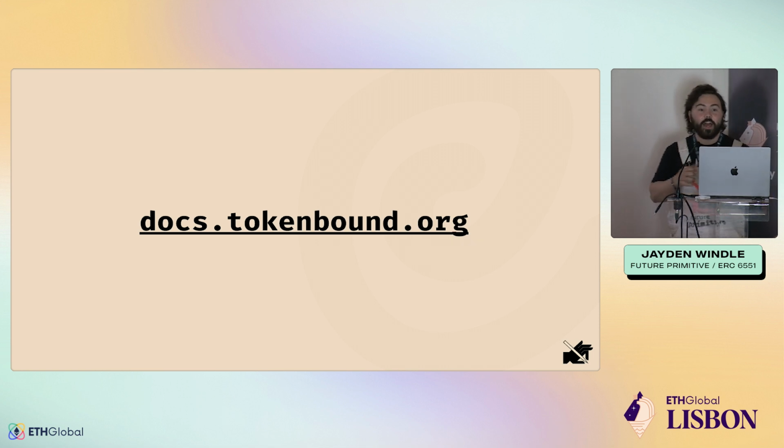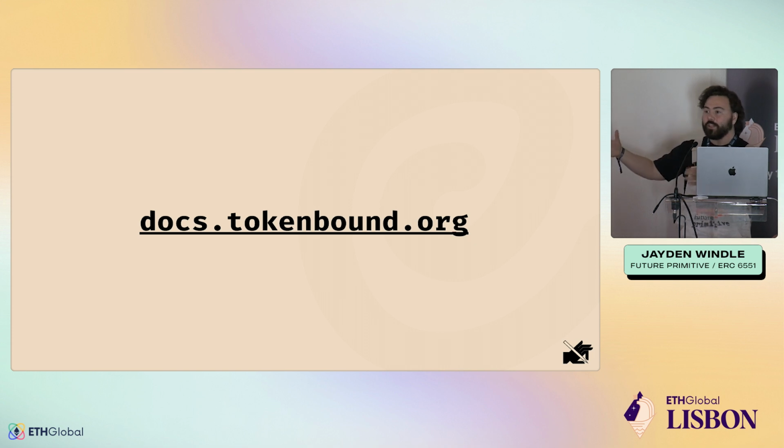Totally. So the question is, every NFT has a wallet. That's cool, but how do I actually use that wallet, right? If there's assets in there, how do I pull them out? Or how do I interact with it? There's a couple of ways you can do that. First, every wallet is its own smart contract. So every NFT gets its own smart contract that is token gated. So the owner of the NFT is the owner of the smart contract wallet.